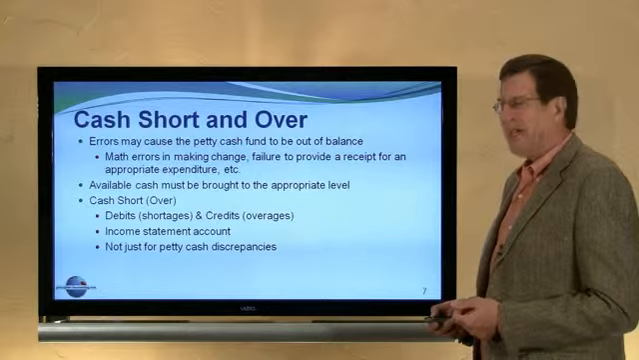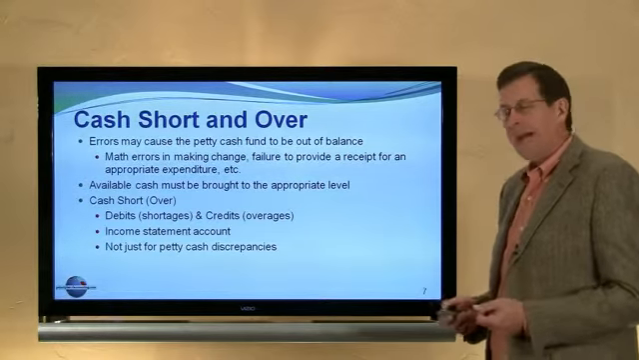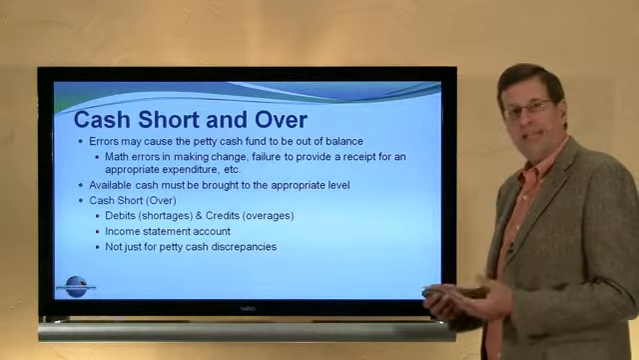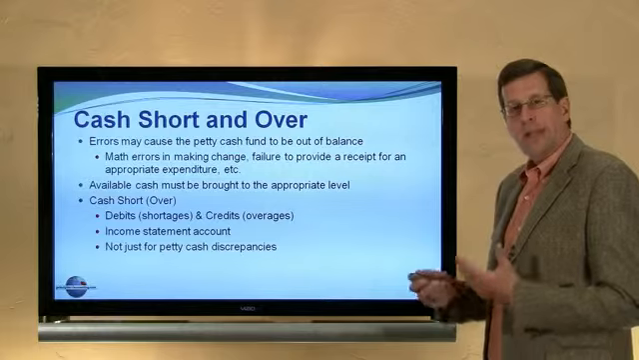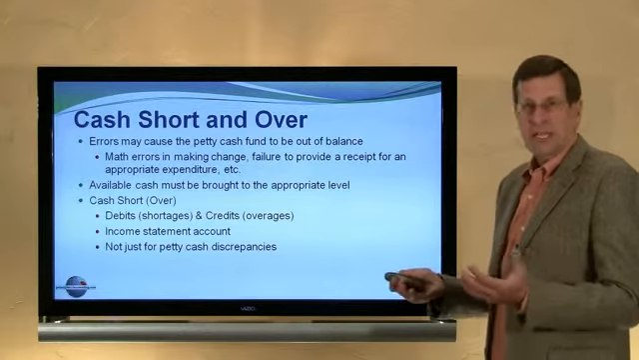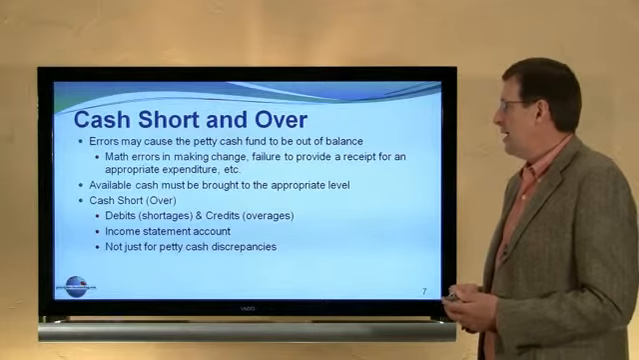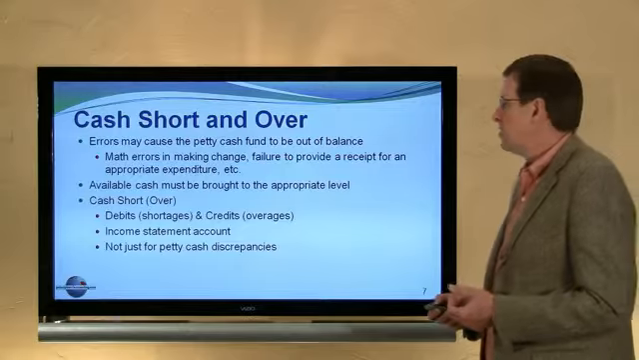So we need to establish an account for cash short or over. Debit is a bad thing in this case. It reflects a cash shortage. A credit would reflect an excess amount of cash beyond the expected amount. The cash short or over would be an income statement adjustment. It's probably not material, hopefully, but it would be a miscellaneous expense or a type of adjustment. It's not just for petty cash discrepancies, but any cash short or over situation.